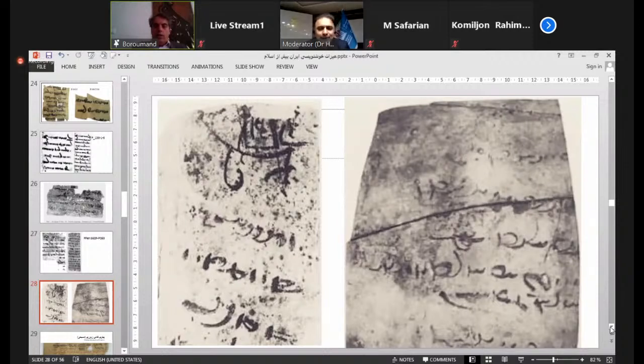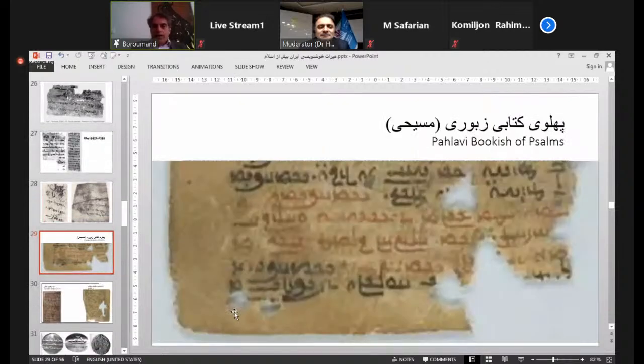What is the date? They are all before Islam, during the Sassanid period. The third type uses a decorative style as a mixture of Pahlavi, and the design at the bottom has Pahlavi written.